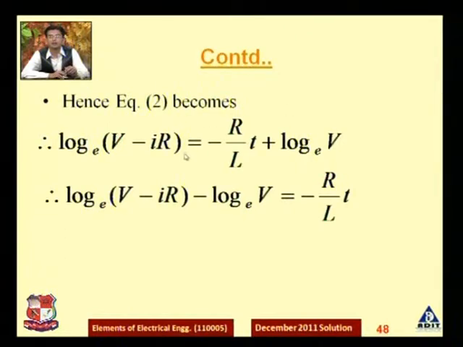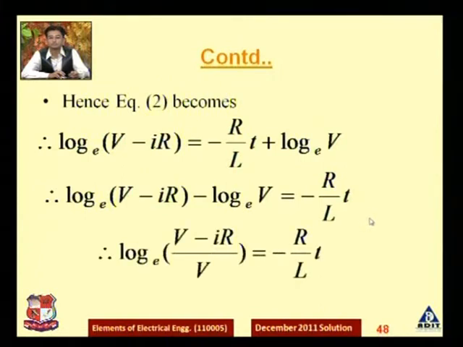So I will get log of (V minus IR) base e minus log V base e. I am just putting this term on the left hand side. So I will get my equation in the form of minus R by L into t. Again applying the basic logarithm rules that you have studied at school level, that is log of (V minus IR) divided by V base e is equal to minus R by L into t.